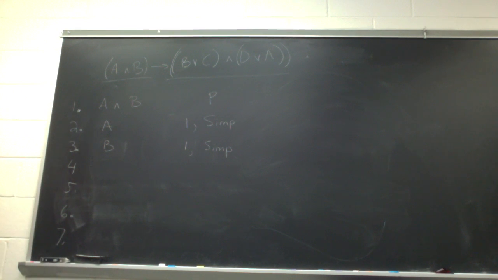And I think, boy, what do I need to get? I need to get the B or C part, and I need to get the D or A part, right? Because I can use conjunction to put them together if I have those two parts. I need them. I don't have them.